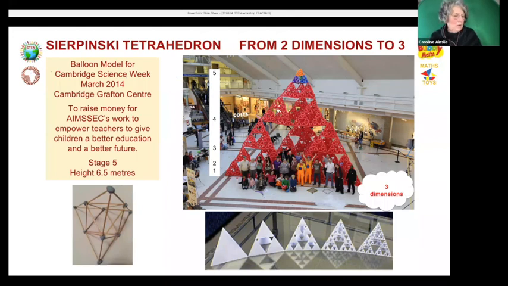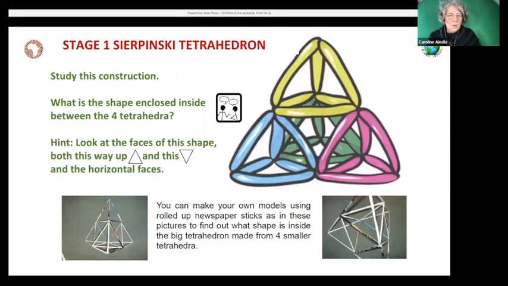Now, we have a question here. This shape is made out of four tetrahedra. We want to know what the shape is inside. So I want you to look at those images and see if you can visualize the shape inside, in the center. And if you know, please don't answer.